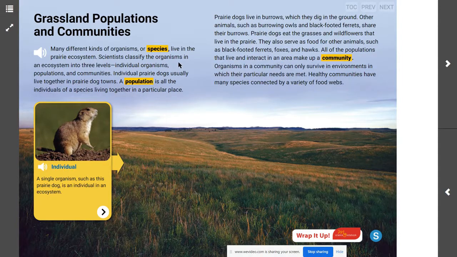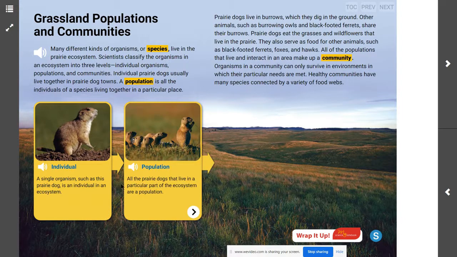So, a species is one kind of organism. A single organism, such as this prairie dog, is an individual in an ecosystem. So, if that's what an individual is, what is a population? All of the prairie dogs that live in a particular part of the ecosystem are a population. So if we have a single organism, that's an individual. If we have all of the same type of thing living in a part of an ecosystem, that is a population.